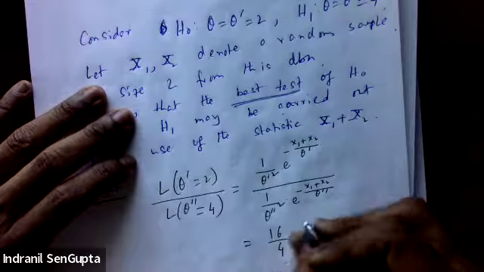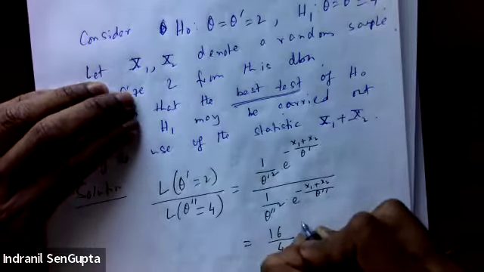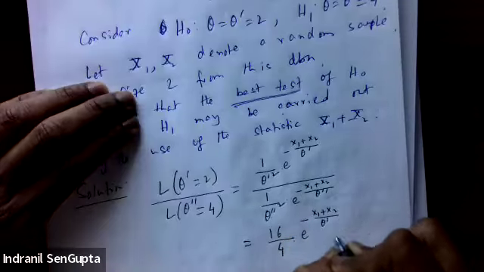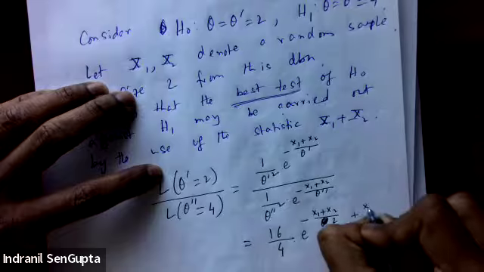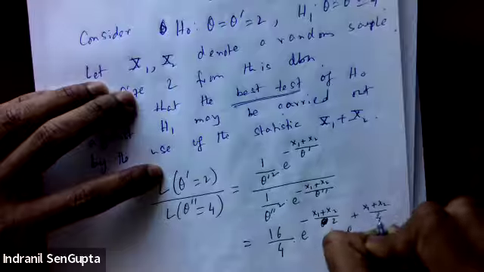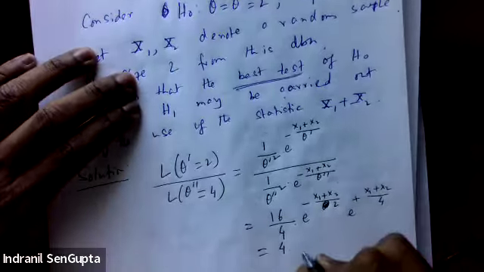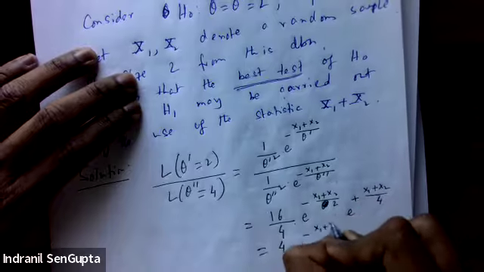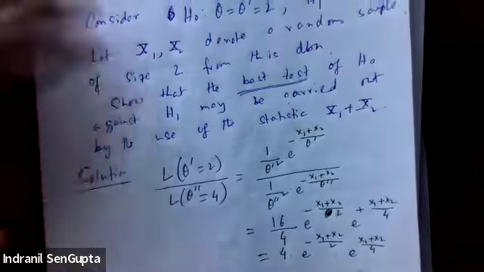And then we have e to the minus (x1 plus x2) over theta prime, which is 2, times e to the plus (x1 plus x2) over 4. That is this, so that is 4 times... I'll not simplify it. So let's write it this way: e to the minus (x1 plus x2) over 2, times e to the (x1 plus x2) over 4. So that is my quotient.